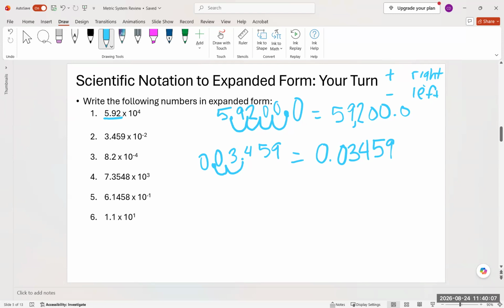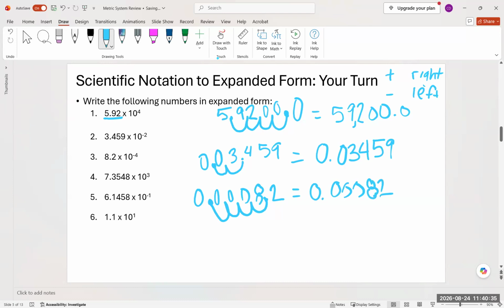All right, number 3, 8.2 is going to be that first part of the scientific notation. So I'm going to plant my pen on that decimal and move it to the left 4 places. So 1, 2, 3, 4. Plant that 0. Now fill in the missing spaces. So it equals 0.00082.